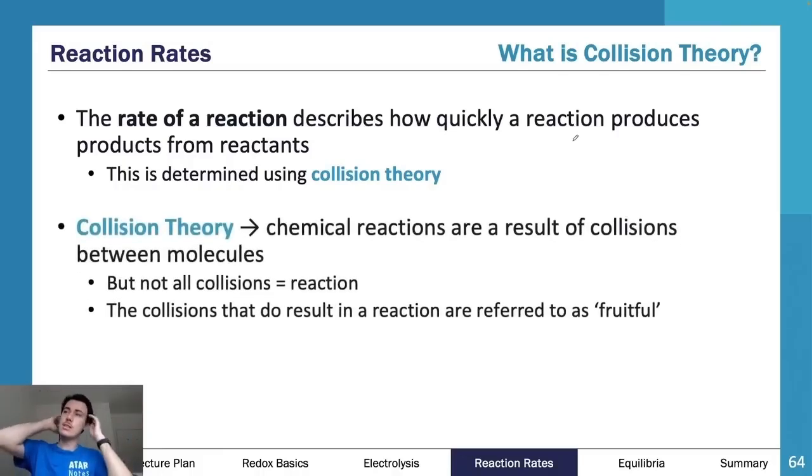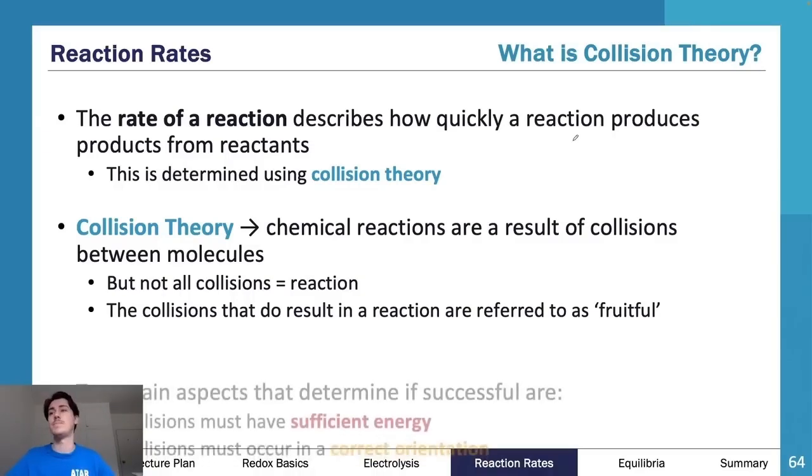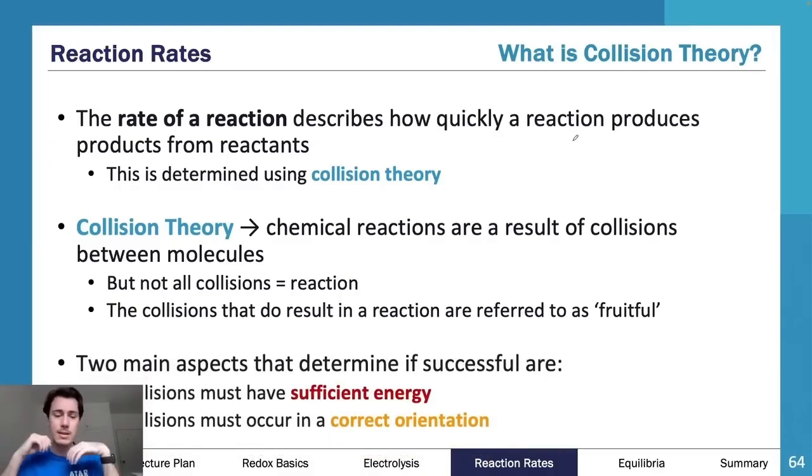Collision theory is this idea that chemical reactions are a result of collisions between molecules, but not all collisions equal a reaction. That's a really important idea, that for a reaction to occur, there are certain things that must happen. When a reaction does occur from a collision, we call that a fruitful collision or a fruitful reaction. The two main aspects are that a collision must have sufficient energy and the collision must occur in the correct orientation. You need to know those two ideas.